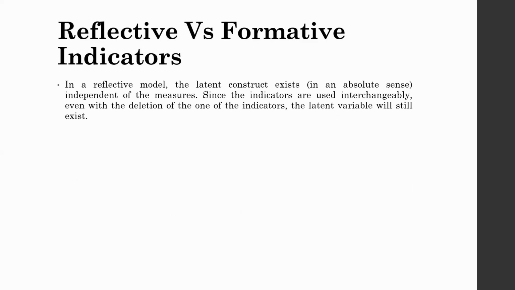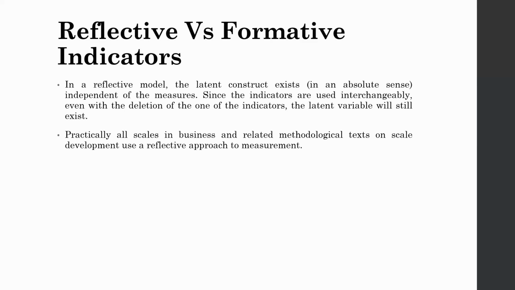Now, in the reflective model, the latent construct exists in an absolute sense. It is completely latent. It is completely unobservable. It in itself does not have any meaning. Its meaning is provided by the items. Since the indicators are used interchangeably, even with the deletion of one of the indicators, the latent variable will still exist. This means that it is completely latent, unobserved in its absolute sense. The latent variable itself is not wiped out if you delete one of the indicators. How? We'll see in the example.